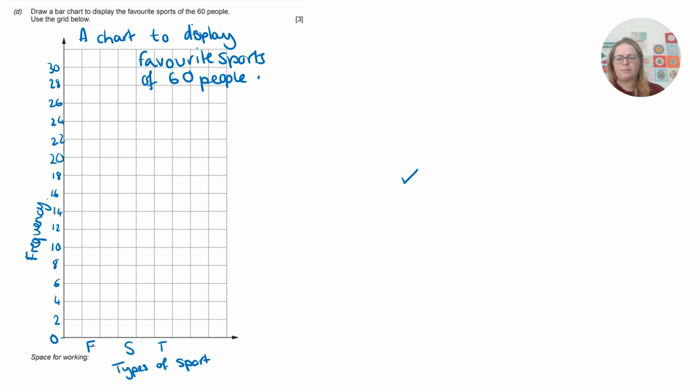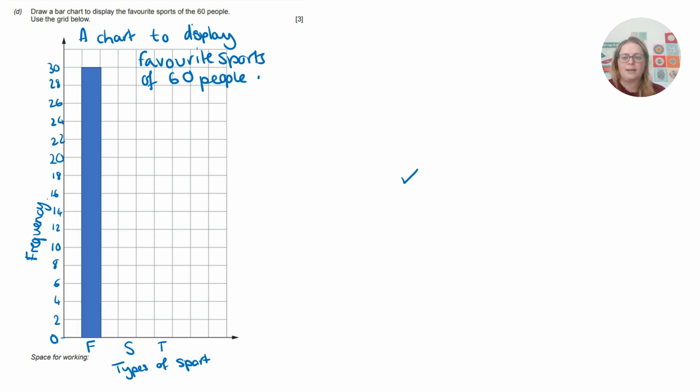And then along the bottom, I've got football, swimming and tennis. Okay, so we knew football was the most, didn't we? And just given an overall title. Now I've got all my axes and I've got my title, I can put my bars in.